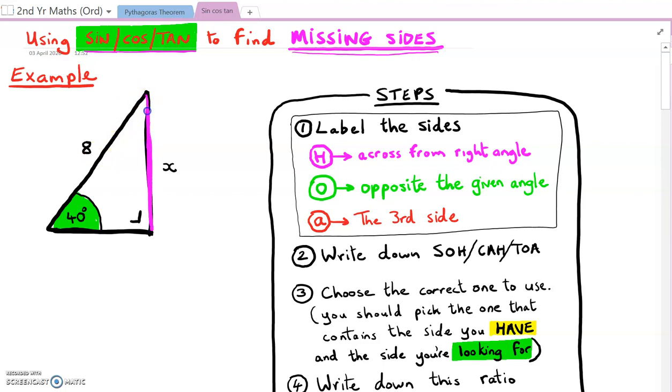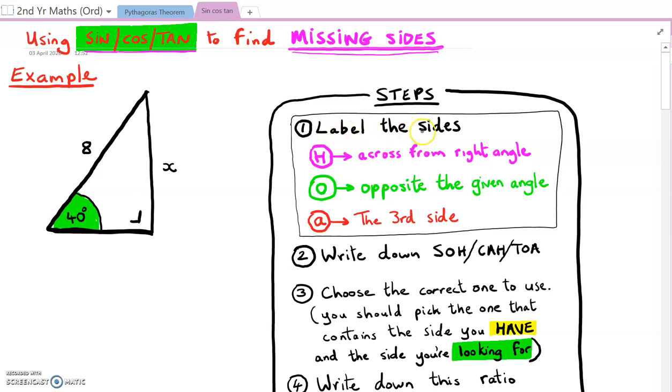In fact, we're missing two sides, but we're not asked to find this side down here. They're not looking for that, so we don't need to worry about that side. We just need to worry about the side x. Okay? So we're going to need to find what x is. We're going to need to find that missing side. Now, how do we do that?